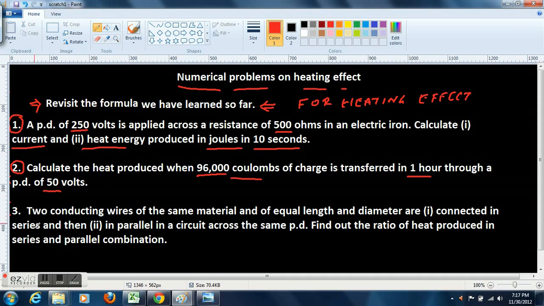Now I will read problem number 3. Two conducting wires of the same material and of equal length and diameter are 1. connected in series, and then 2. connected in parallel in a circuit across the same potential difference. Find out the ratio of heat produced in series and in parallel connection.